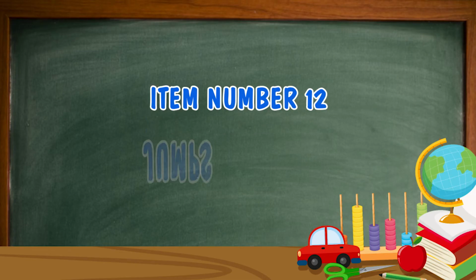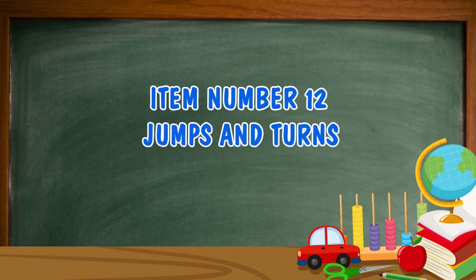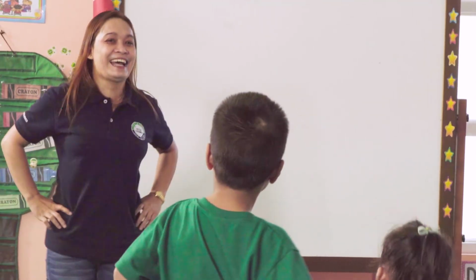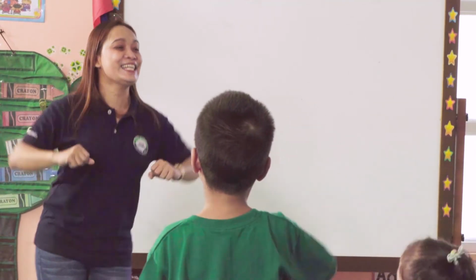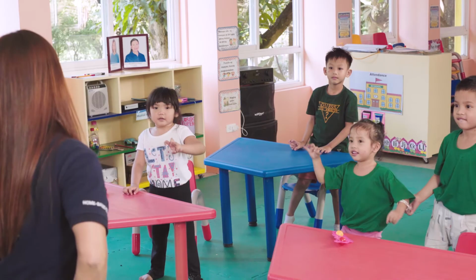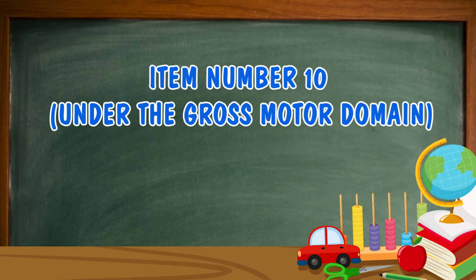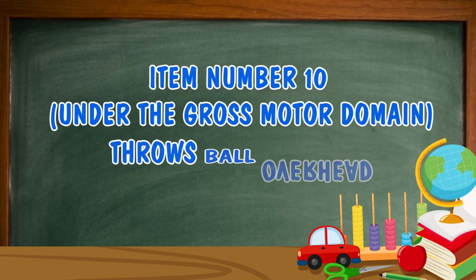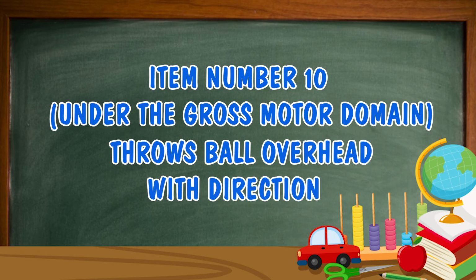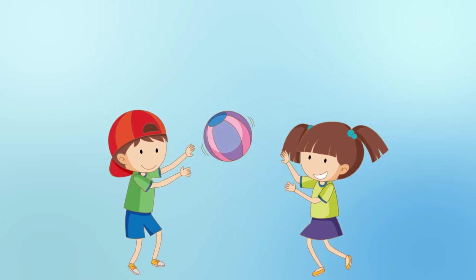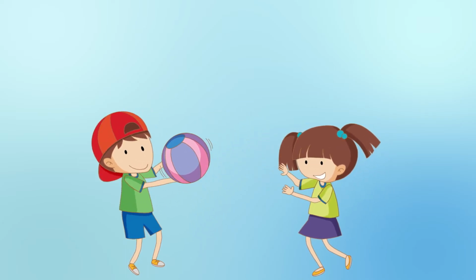Item number 12, jumps and turns. Nakalulundag at nakakaikot. You may also use a song when playing a game with a child. Through this, the teacher may assess item number 10 under the gross motor domain. Throws ball overhead with direction. Naihahagis ang bola mula sa ibabaw ng ulo sa direksyon na ninanais.